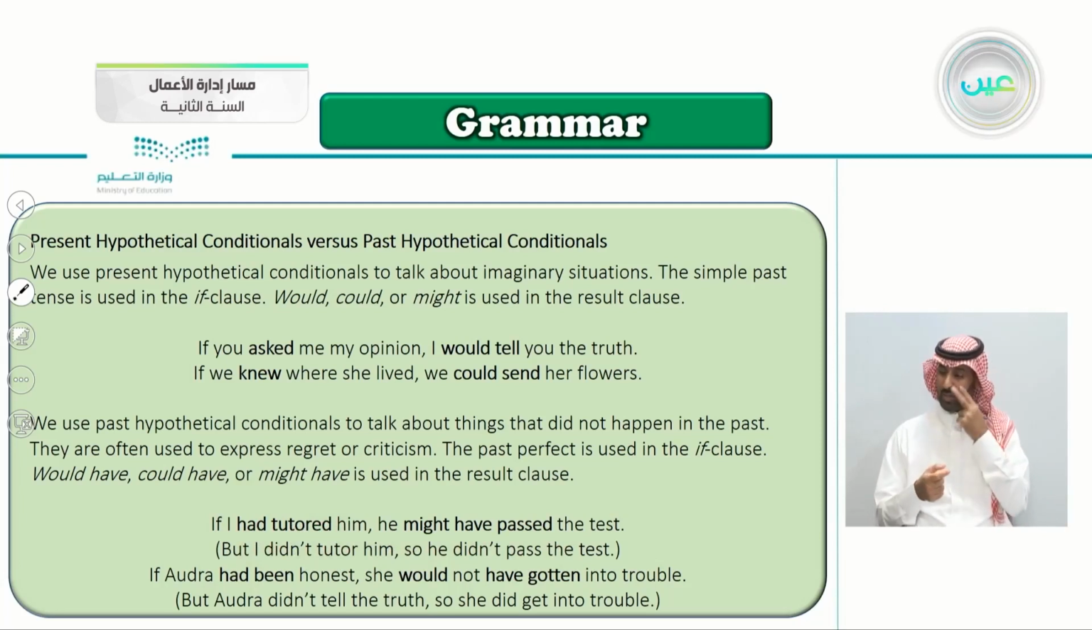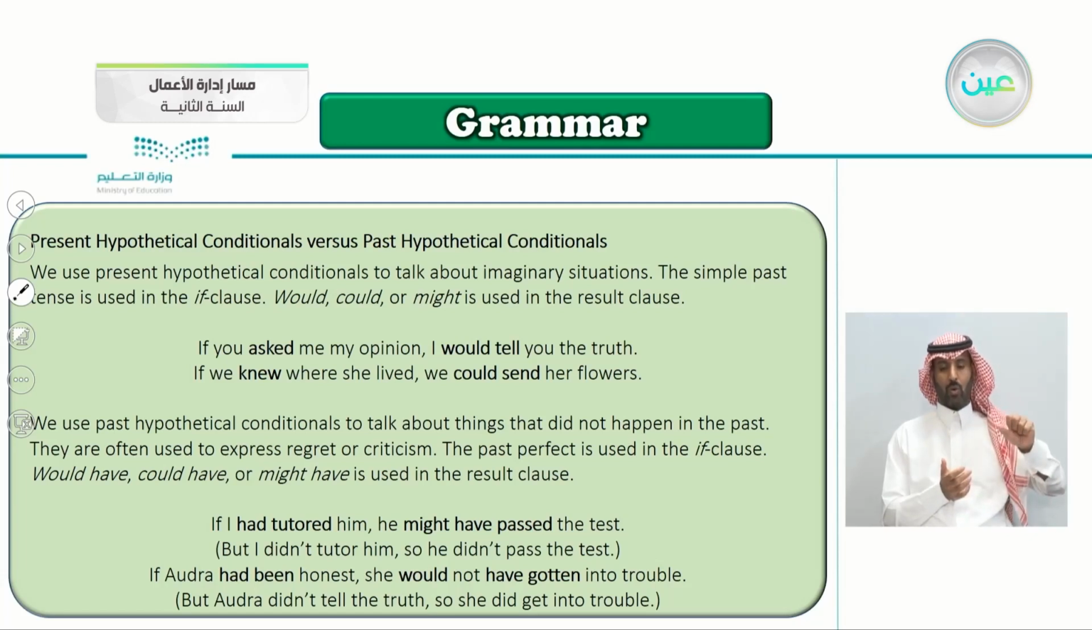Again, another example. If Audra had been honest, she would not have gotten into trouble. Was she honest? No. Because in the conditional here, the hypothetical, we're saying if Audra had been honest, she would not have gotten into trouble. But Audra didn't tell the truth. This is the reality here. So she did get into trouble.